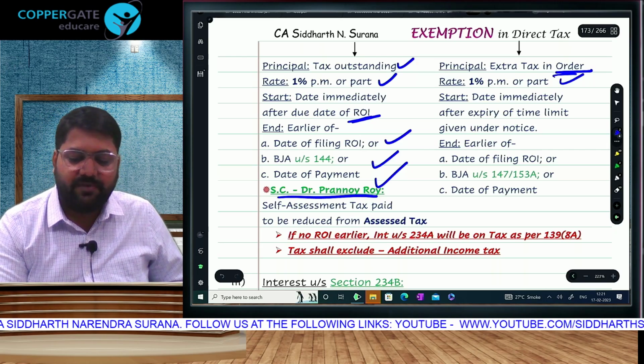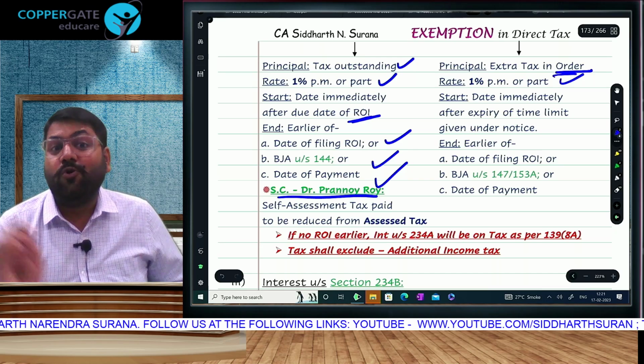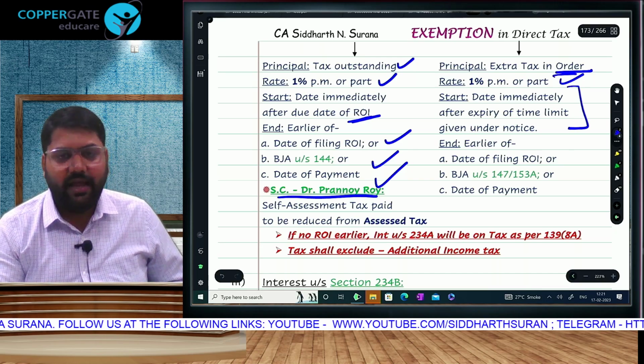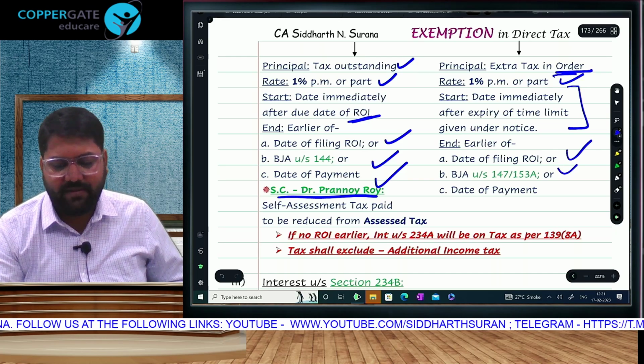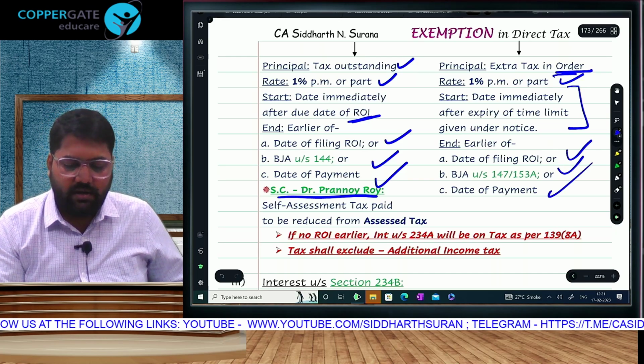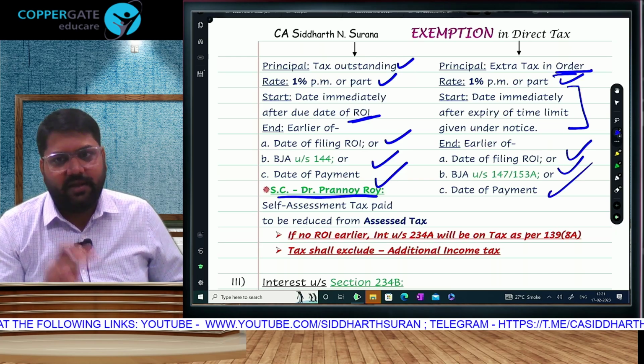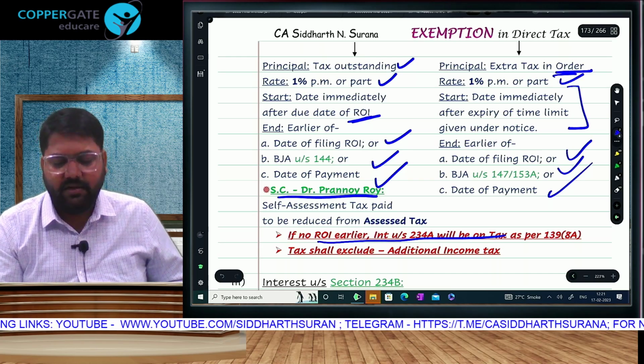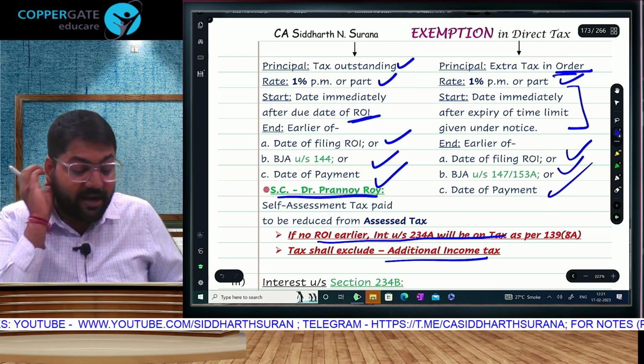On that extra tax, 1% per month or part of a month, the notice will give you time limit to file return. So the date after expiry of the notice, and end date will be filing or best judgment or payment, whichever is earlier. If earlier you have not filed return and updated return is your first return, then obviously the tax will be taken as per updated return, but we will exclude the additional income tax.